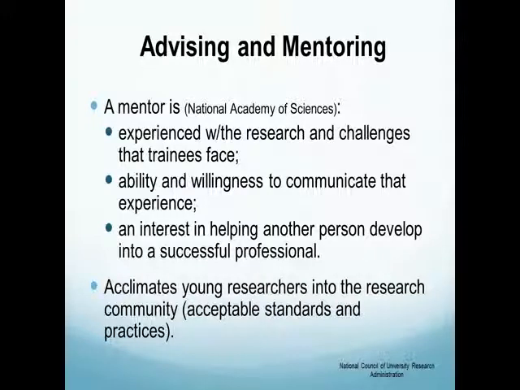Right? So based on the National Council of University Research Administrators, I always put in the corner where I get my information from, right? We all know the reasons for that. But they say, based on the National Academy of Sciences, a mentor has experience within the research and challenges that trainees face, is able and willing to communicate that experience, and has an interest in helping another person develop into a successful professional, right? And this person acclimates young researchers into the research community. Now, the distinguishing factor is that a mentor can be an advisor, right? But an advisor usually does not mentor.